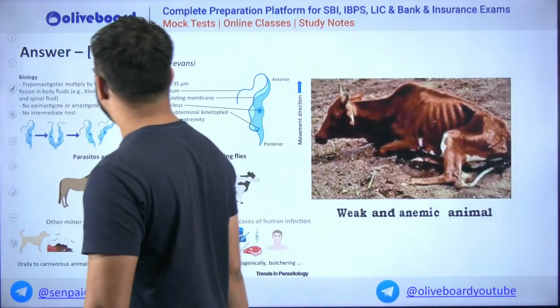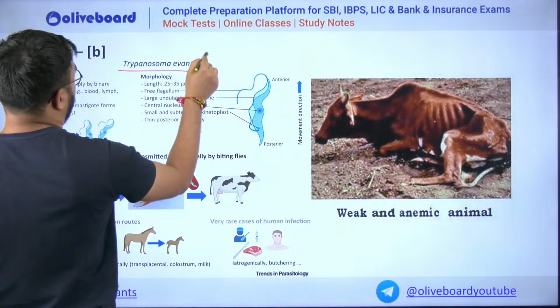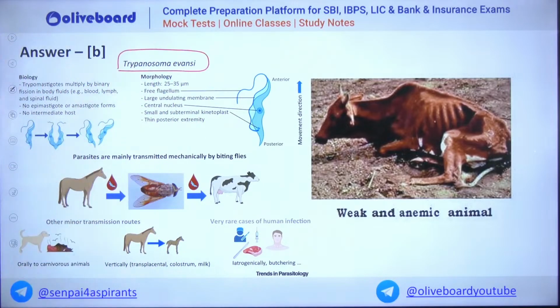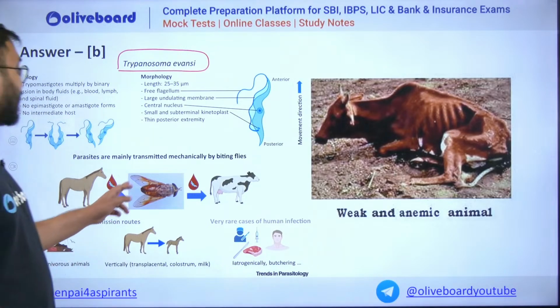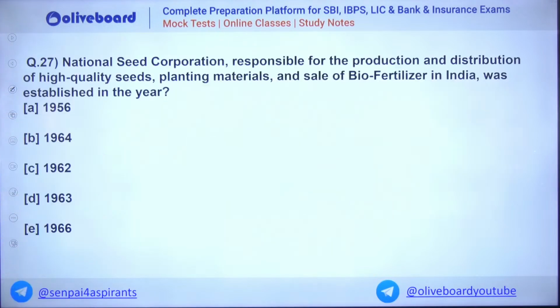So the answer here is B. Actually, Surra disease is caused by Trypanosoma evansi, which is a parasite. Okay. So this parasite is transmitted by biting of flies. It's in the blood of flies.